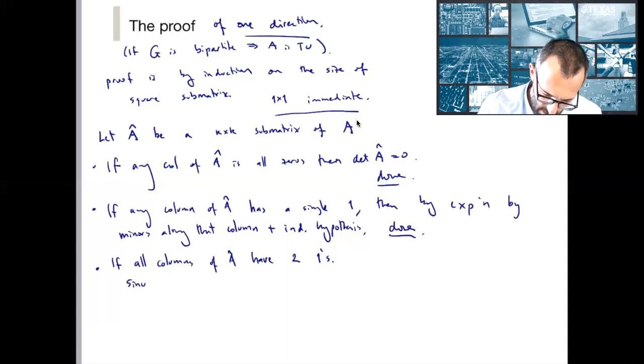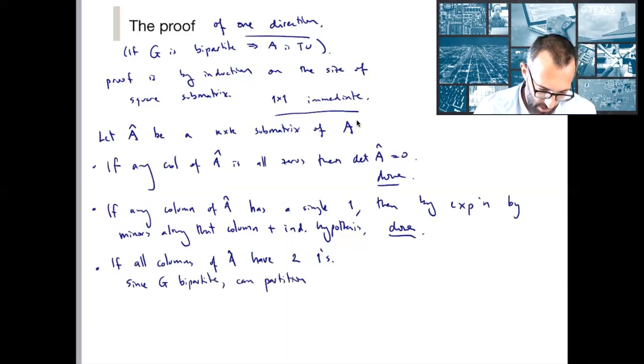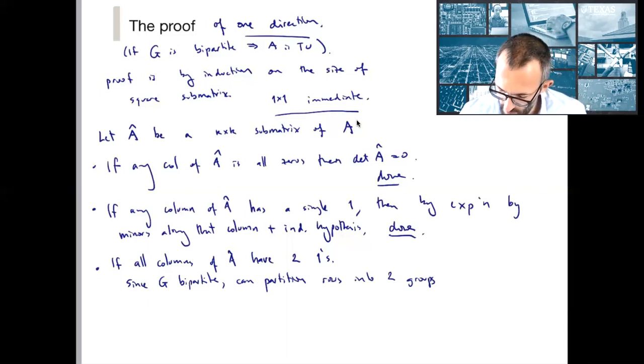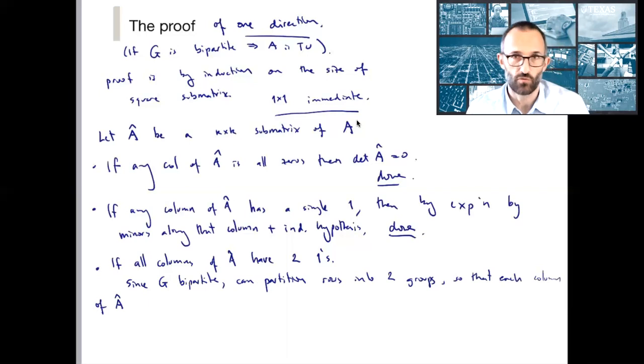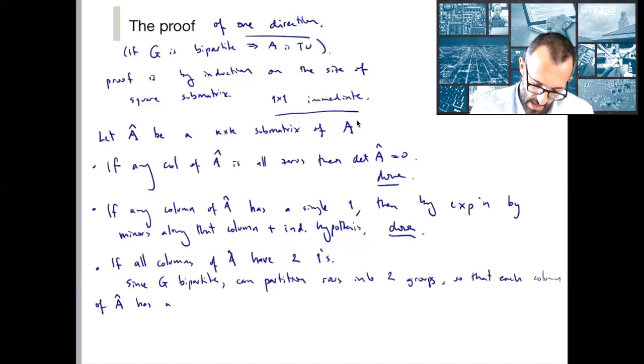So since G is bipartite, we can partition, I'm just writing what I said, we can partition rows into two groups so that each column of A hat, actually it's true for all of A, but each column of A hat has a 1 in the first group and a 1 in the second group.